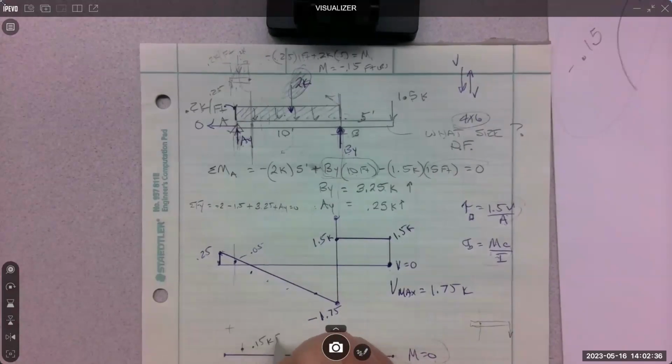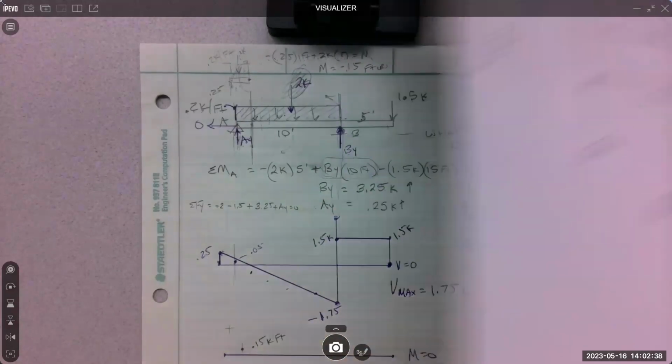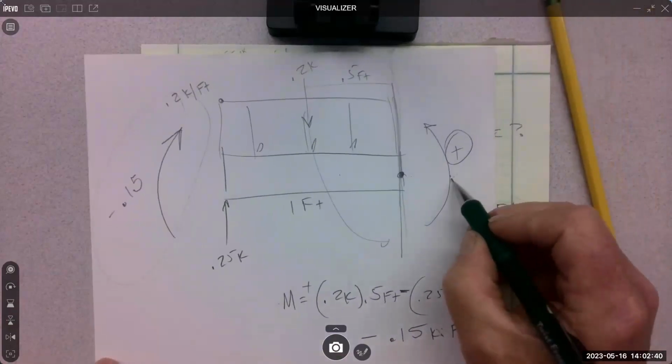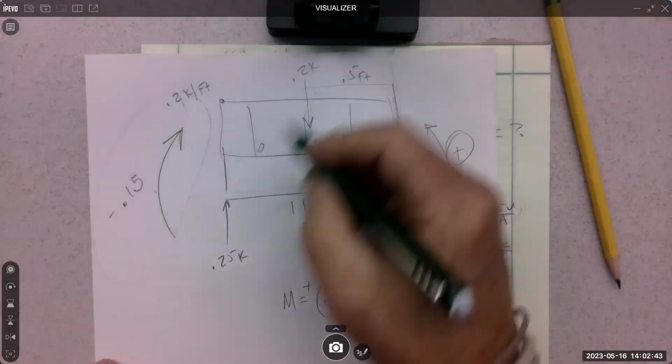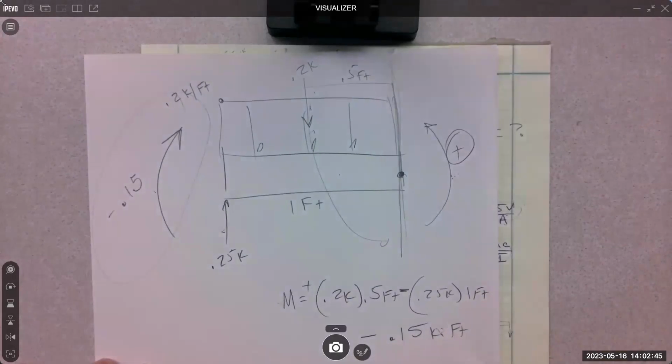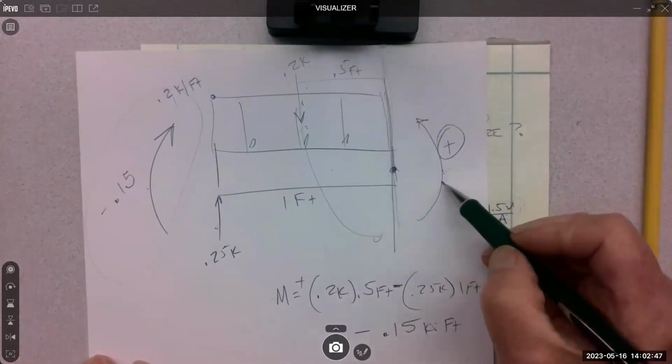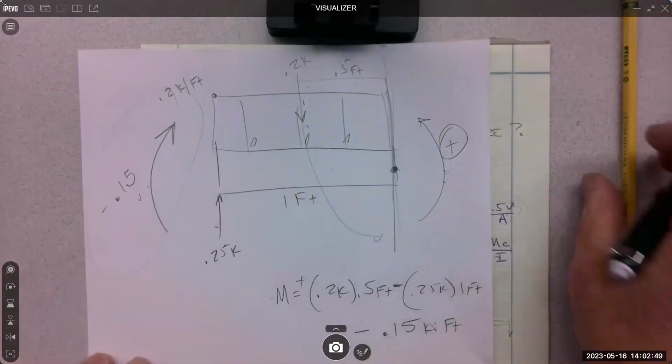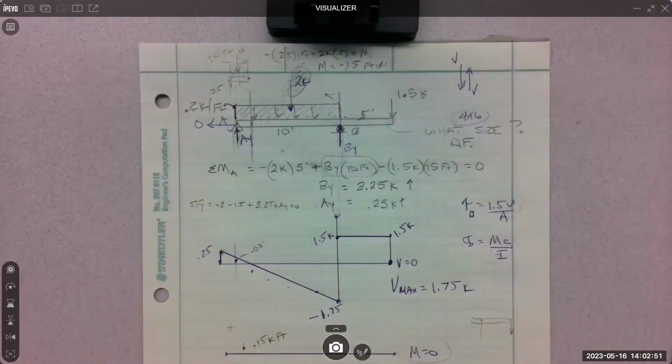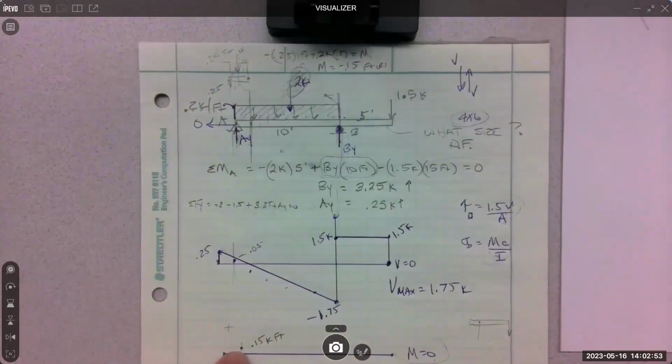0.15 kip feet. Because we want that internal moment. We want this one, the one that's fighting the external moment that we calculate. So the internal is positive, fighting the external, which was negative. All right. So it's actually up.